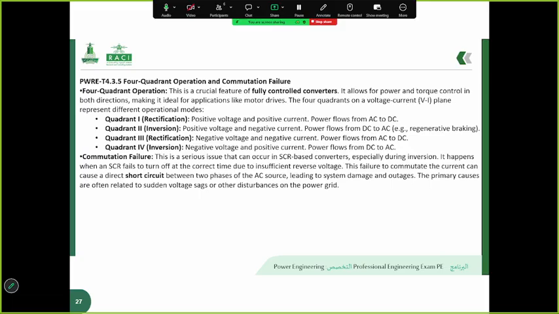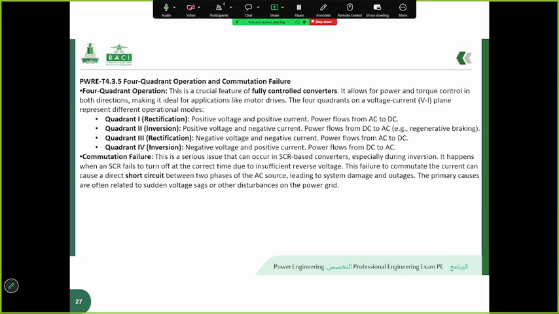Quadrant 1 is the standard rectification mode where both voltage and current are positive, and power flows from the AC source to the DC load. Quadrant 2 is the first inversion mode where voltage is positive but current is negative, so power flows from the DC load back to the AC source. This is essential for applications like regenerative braking in electric motors, where the motor acts as a generator, returning kinetic energy to the power supply.